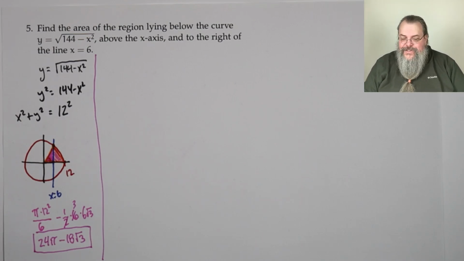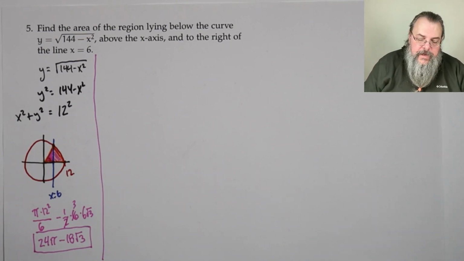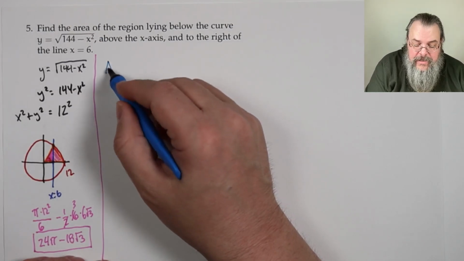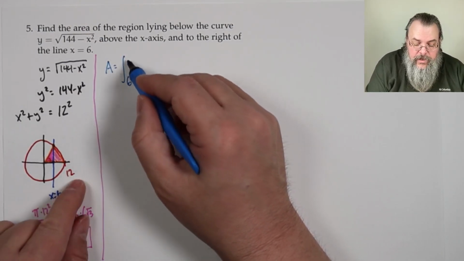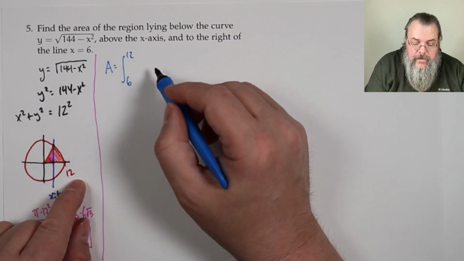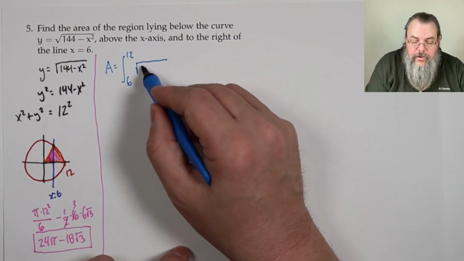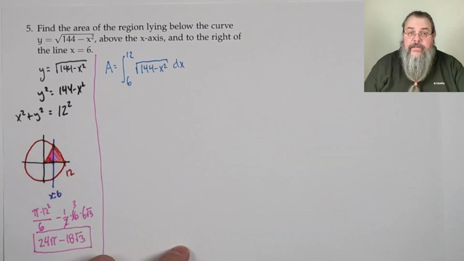All right, so what is the calculus going to tell us? Here we go. We're going to find an area, because it says area. So our area, we're going to go from 6 to 12 of this value, the square root of 144 minus x squared, dx.